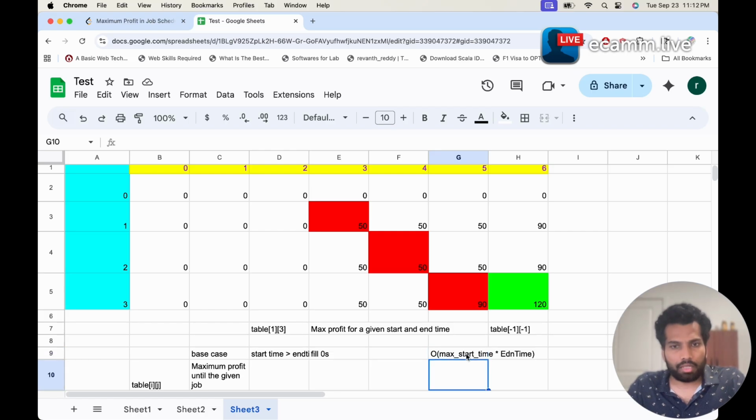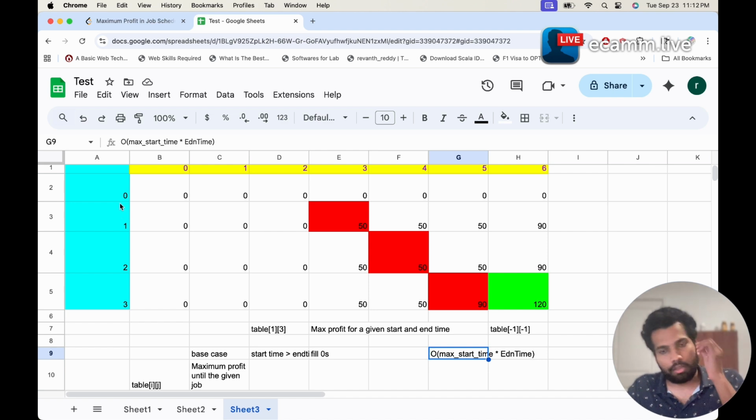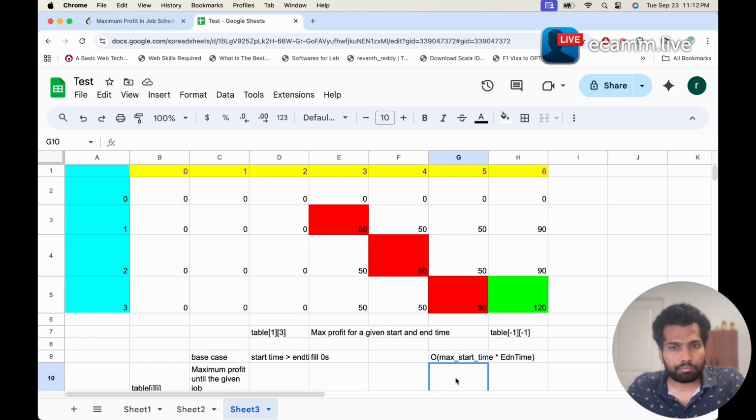Same thing with the max start time. So this grid could grow really huge. And let's say if the value is 10 to the power of 9, either start or end time, then this could be really huge and we are going to get memory issues.